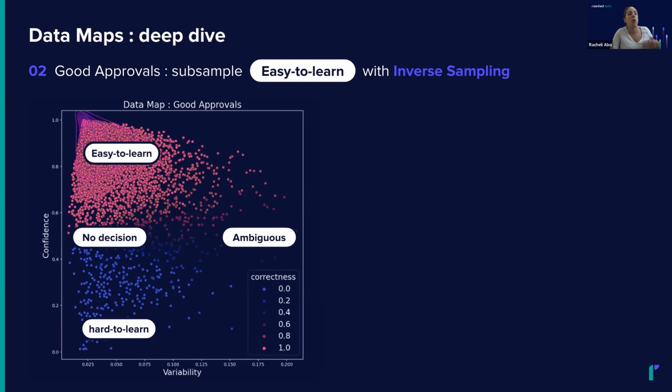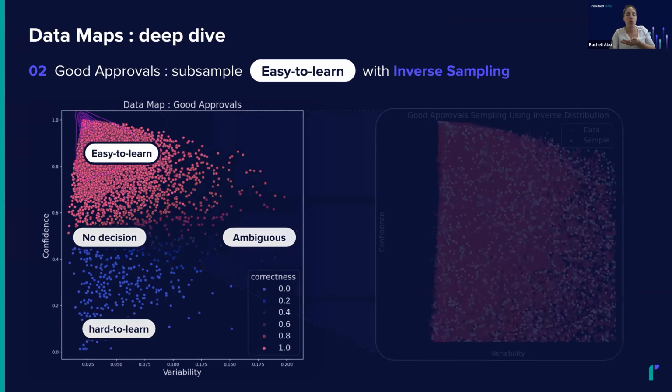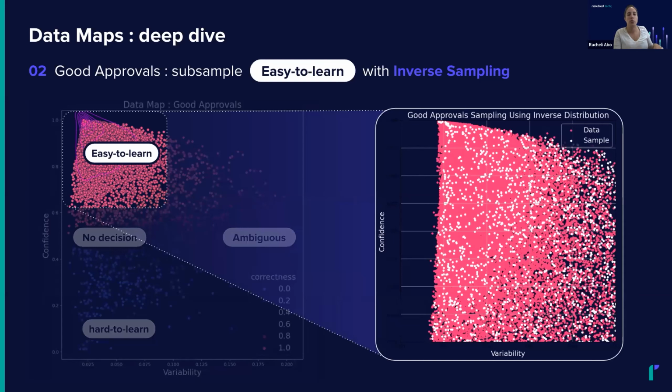So we understand that just randomly sampling from this population won't do, and it will just give us the most basic cases, and this is not what we want to do. For this population, we've used a really cool trick called inverse sampling. First, we created the density function on the data map space, on the confidence variability space, and then we've used the inverse function to create our sample. So I won't go into details, but basically we will manage to take the original distribution and flatten it. So our sample will be relatively uniform around that data map space.